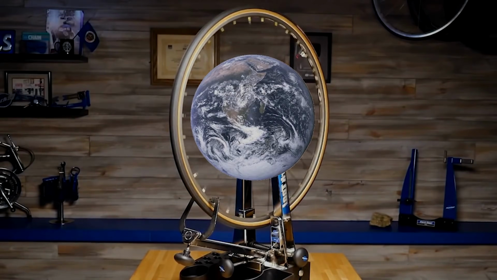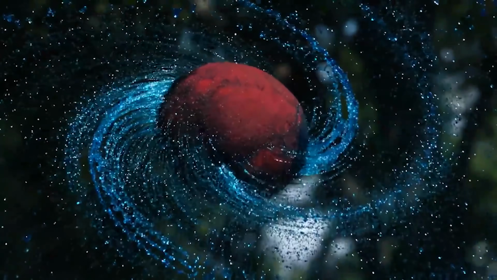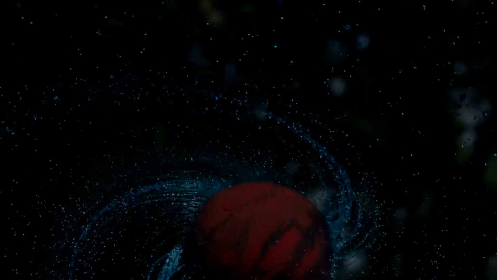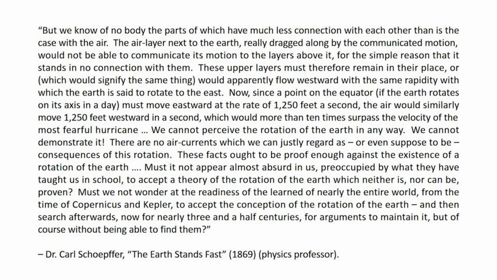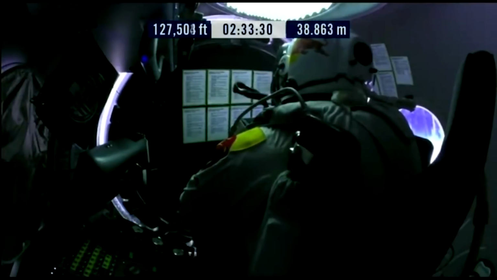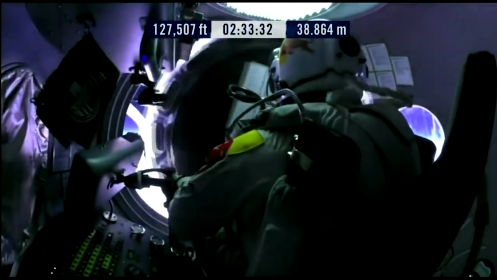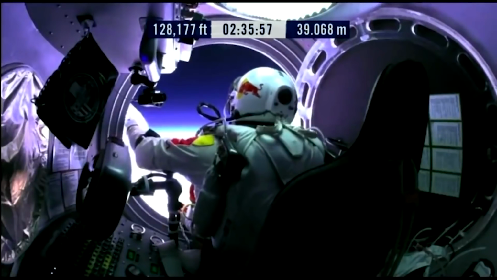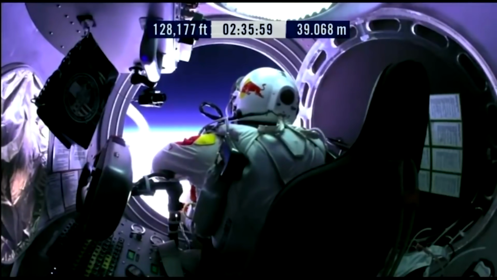The truth is, the alleged spinning ground cannot effectively communicate its motion to the air above it, and that air cannot then communicate its motion to the air above it, and so forth, as there is no such connection. The Earth is most certainly not spinning at 1,000 miles per hour. But Felix also unwittingly proved the Earth is flat. First, from the inside of Felix's capsule at 128,000 feet, you can see the flat Earth horizon in the distance.